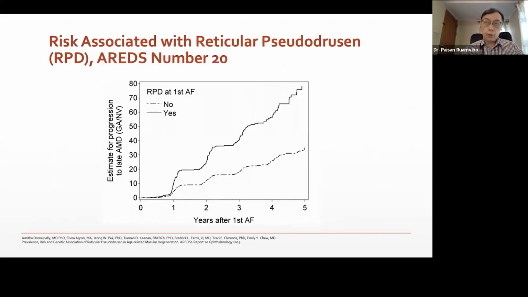The thing is, when you have reticular pseudodrusen, you have a risk of developing wet AMD much faster than if you didn't have reticular pseudodrusen.